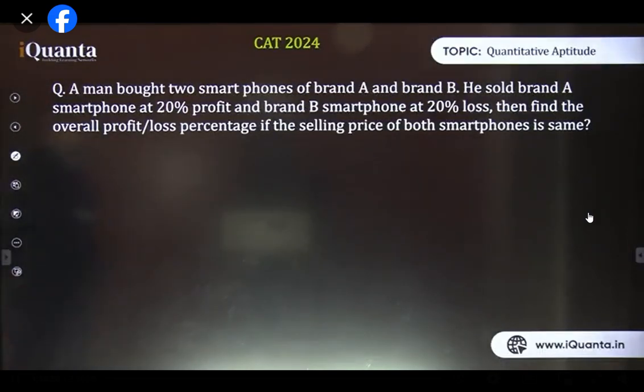A man bought, this is the next question now. A man bought two smartphones of brand A and B. He sold brand A smartphone at 20% profit, B at 20% loss. Find the overall profit or loss percent if the selling price of both smartphones is same.